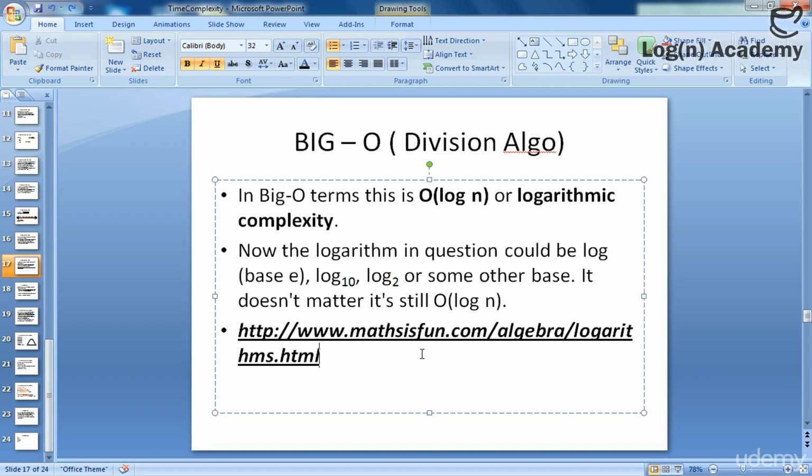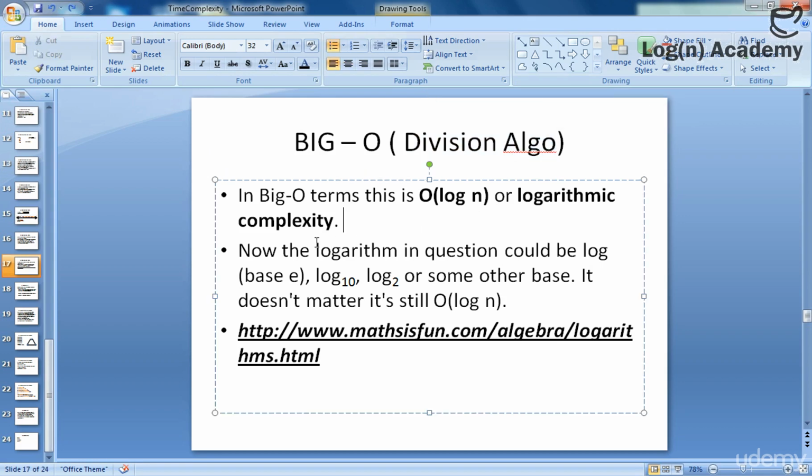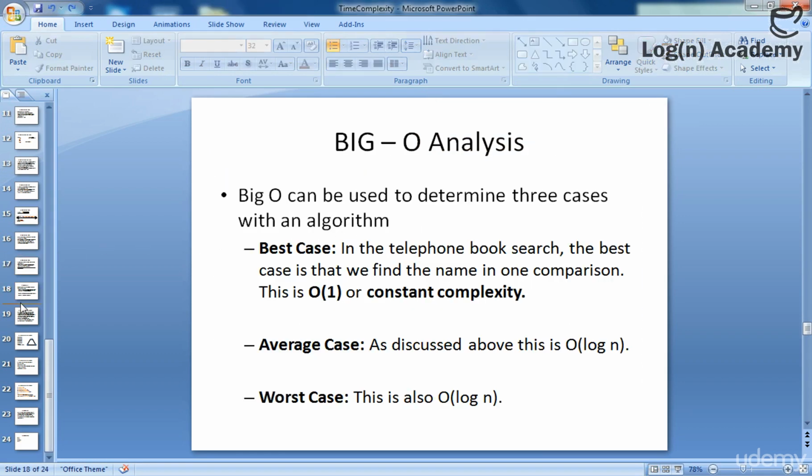understanding of logarithm, because you must have learned about logarithms in your school life, but those who want to refresh their mind can use this link: mathsisfun.com/algebra/logarithms.html, or also they can view the Khan Academy's video, which is very helpful. So the complexity of this method, or you can say this problem, is logarithmic complexity, O of log n.